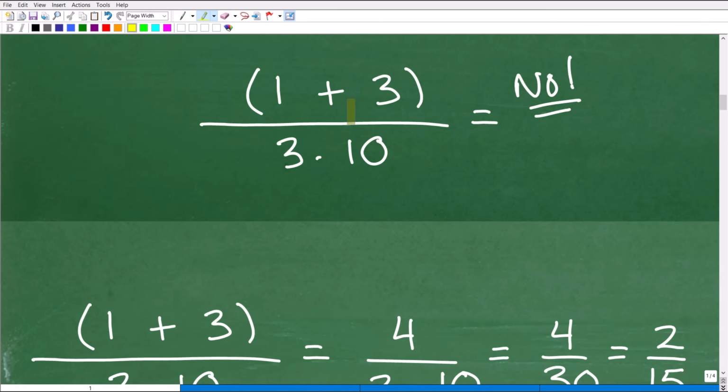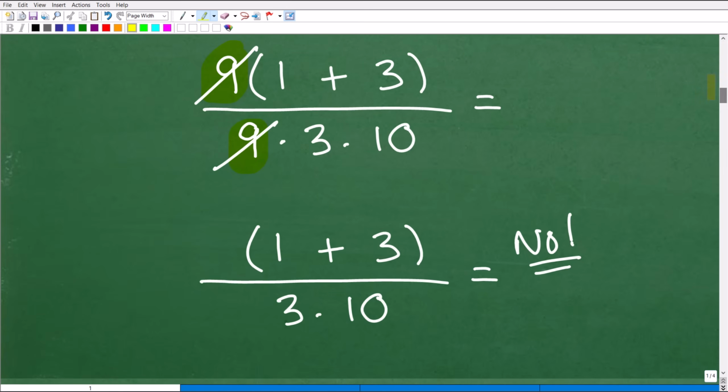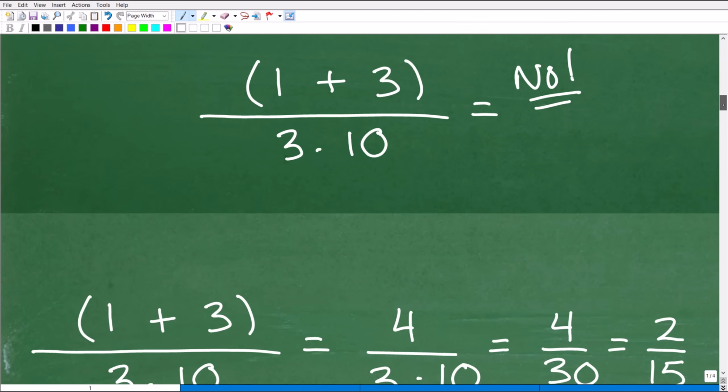This is a sum or a difference. These are not factors. This is not being separated by multiplication. If this was multiplication, then I could cross-cancel. But this 3 right here, with this 1 and 3, is a sum, so you cannot cross-cancel. That's why we have to take it to the next level.